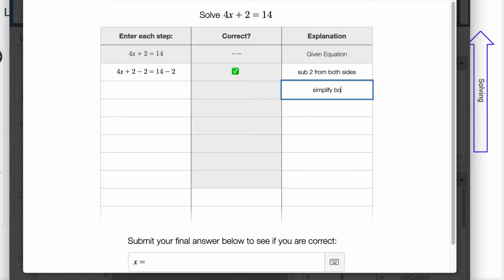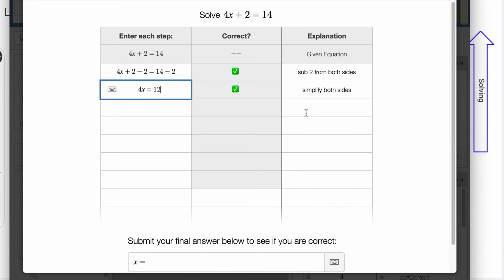Now I'm going to simplify both sides. Combine my like terms. These cancel, so I'm left with 4x, drop my equal sign, and 14 minus 2 is 12. It's showing me you made an equivalent equation. X is still not alone.